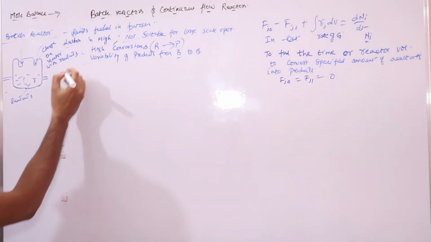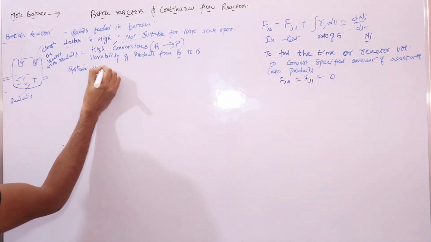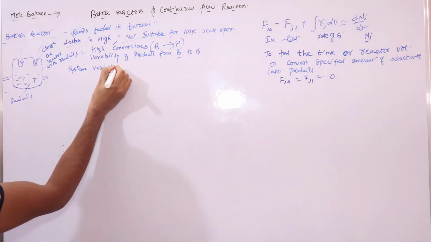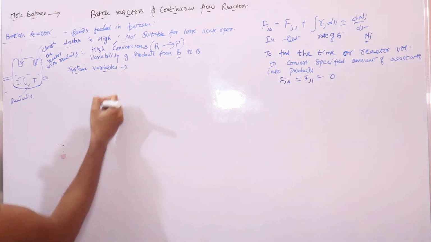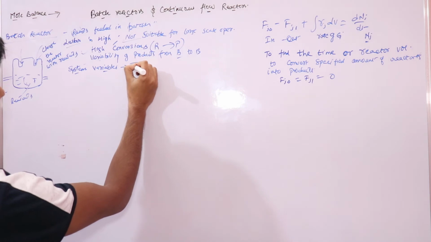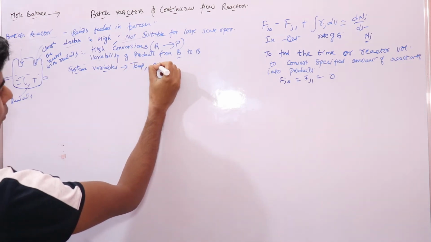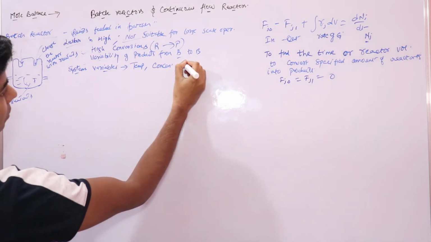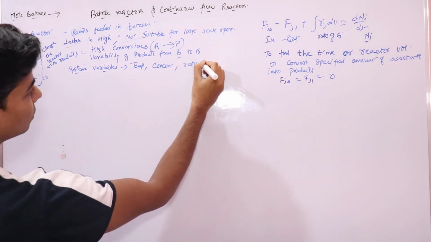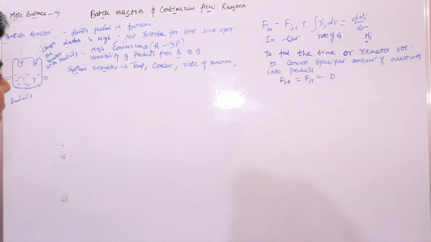Now there are some system variables. If you remember, we have done this earlier. There are some system variables that we need to consider for the reactions that are occurring in this reactor. The first one is your temperature, and your concentration, then your rate of reaction. There is one more, catalytic activity, but let's take these three in this case.